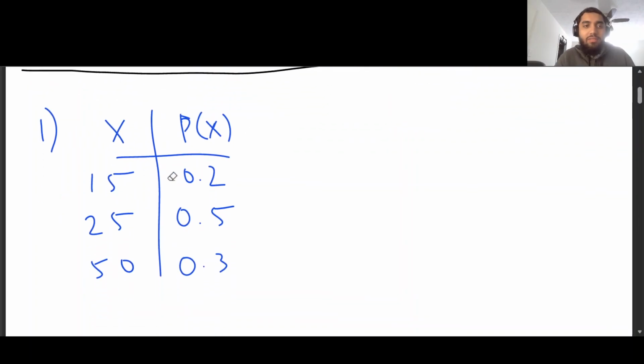So here we have a probability mass function. It can have three values, 15, 25, 50, and their corresponding probabilities are 0.2, 0.5, and 0.3. Just to make sure it's a valid probability mass function, we sum up the probabilities and we see that they sum to 1. So it is valid. Let's go into calculating the expected value.